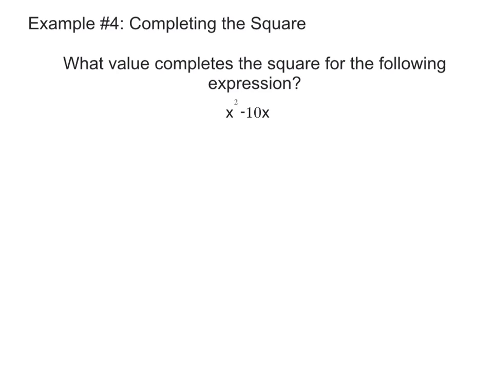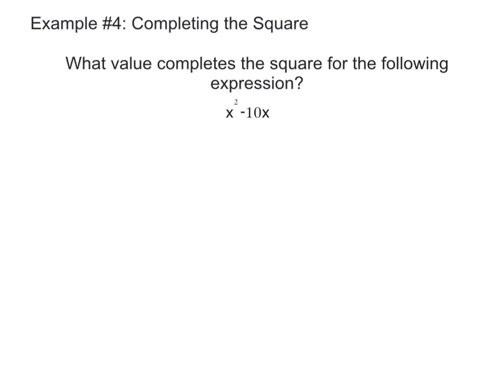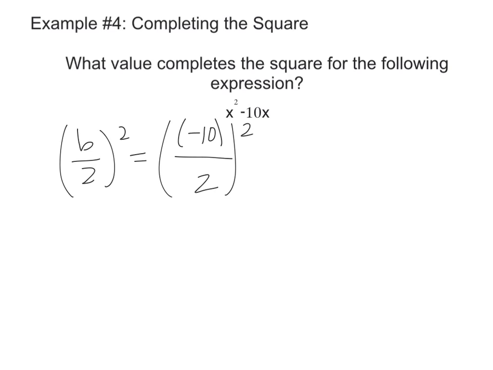All right, so in example 4, we are asked to find the value that completes the square for the following expression. Okay, so if you remember, completing the square is b over 2 squared. So this is somewhat in standard form, except we're missing our c value. So b is actually negative 10 over 2, and then we need to square that value. So negative 10 over 2 is negative 5, and then negative 5 squared is positive 25. And that is all we need to do for this example.